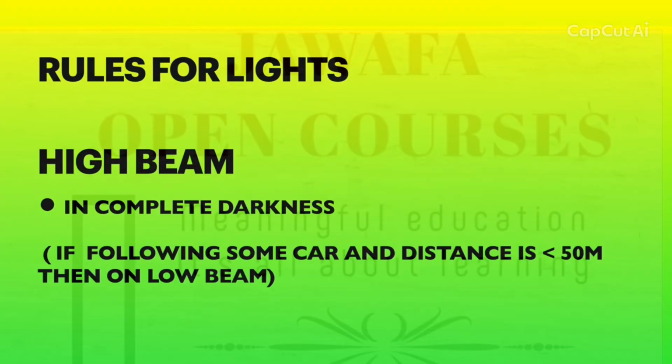Next up, we have the high beam. When exactly should you activate the high beam? When there is complete darkness, when it's absolutely pitch black, you can turn on your high beams to see. But if you are driving behind another vehicle, or if a vehicle is passing you and the distance between your car and that vehicle is less than 50 meters, then in that situation you must use your low beam and not the high beam, even if there is complete darkness. However, if there is any vehicle around you within a distance of less than 50 meters, you need to switch off your high beam and turn on your low beam.